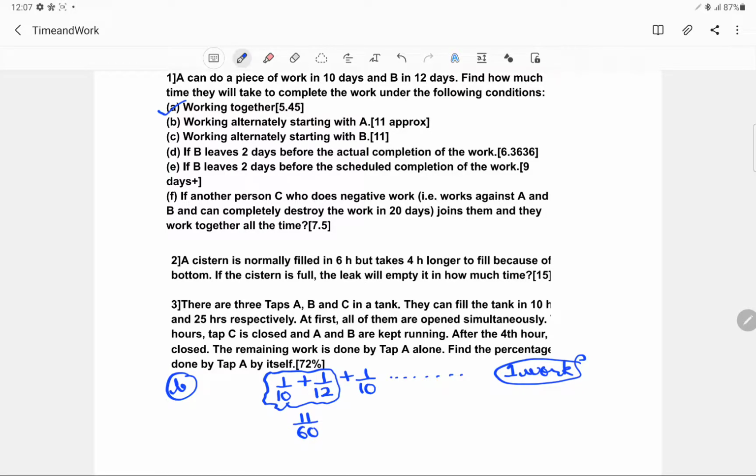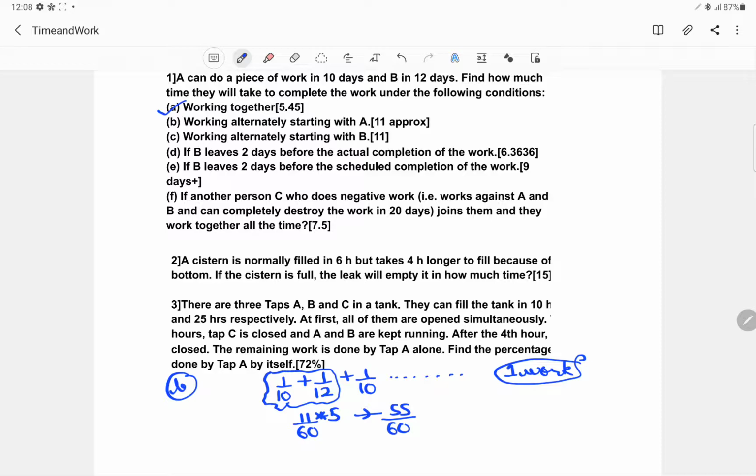Okay, 11 by 60. So in the first 2 days, we are actually completing 11 by 60 work. On the similar set, just try and see this. On the similar 5 sets of 2 days, we would end up doing 55 by 60 work, isn't it? That we would end up doing this amount of work.